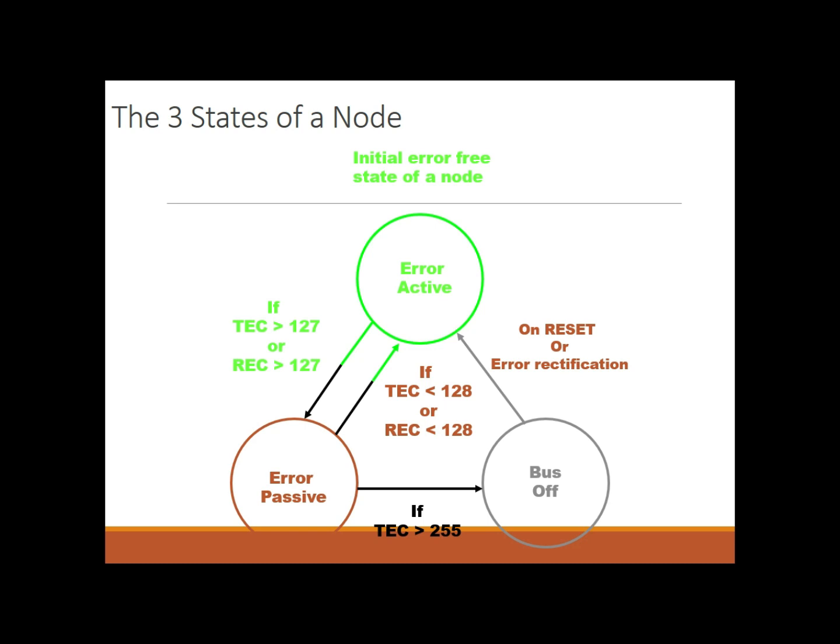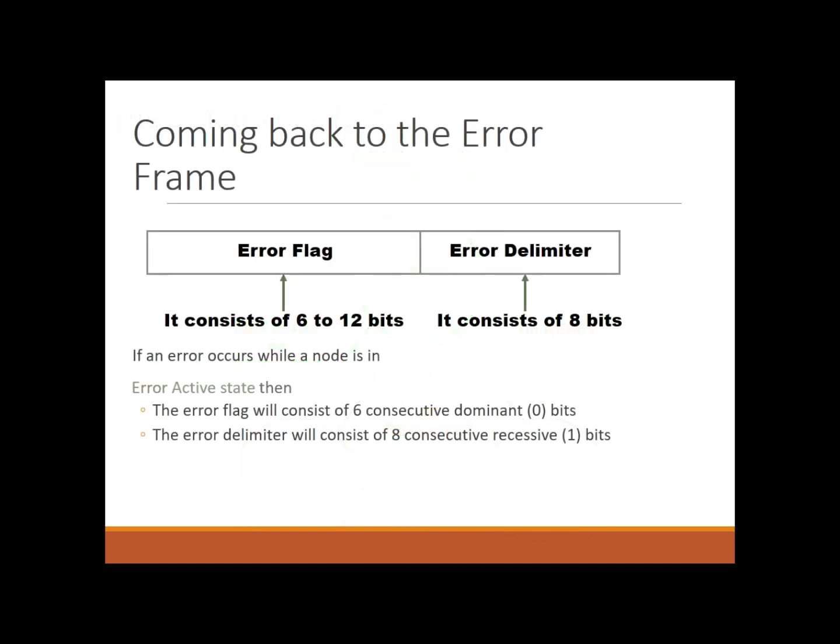256, then it is a passive error, and if the transmission count is greater than 255, then it goes to the bus off error. So coming back to the error frames again, in the error active state, the error flag and error delimiter, these two concepts we have seen in the previous slides. If an error occurs while a node is in the error active state, then the error flag will consist of 6 consecutive dominant bits. The error delimiter will consist of 8 consecutive recessive bits. You can see it below.